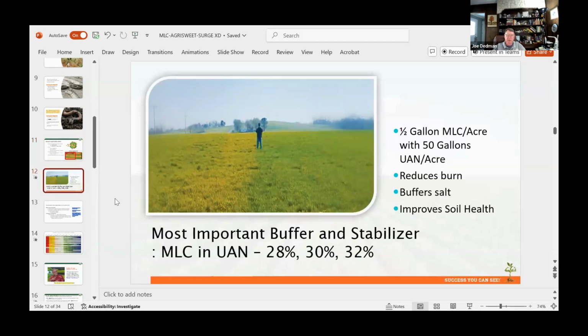Then to Josh's slides, or to his point, here we've added a half a gallon of carbon in with 50 gallons of UAN and spread it broadcast over wheat. And you see on the left was without the MLC, and it burns the leaves of the plants, whatever it's sprayed on. And then over on the right, we buffered that salt that was in the 28% and reduced the burn effect on that particular wheat. And this goes back to increasing the efficiency of the nitrogen and increasing the efficiency of the uptake of that nitrogen as well.